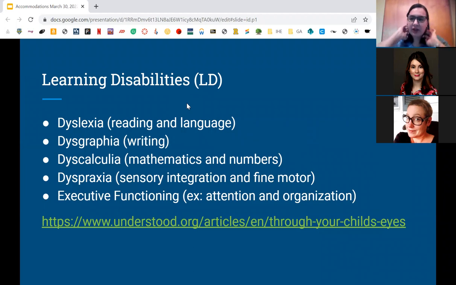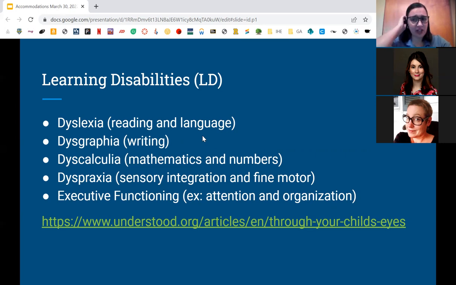I want to briefly talk about learning disabilities and then we'll break for some questions today. There are many different types of learning disabilities, and they're usually based on the specific area of processing that is affected. For example, dyslexia is a difficulty with processing reading and language. Dysgraphia is difficulty with processing writing or with the writing process. Dyscalculia is the difficulty processing math and numbers. Dyspraxia is difficulty with fine motor and sensory integration.